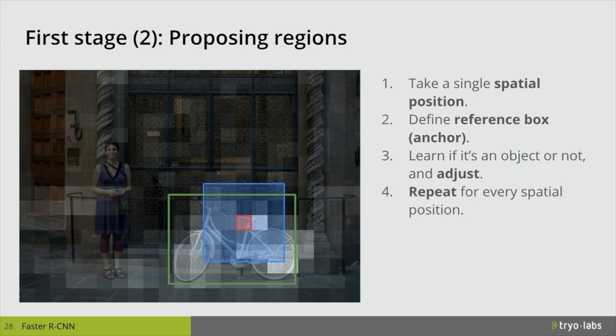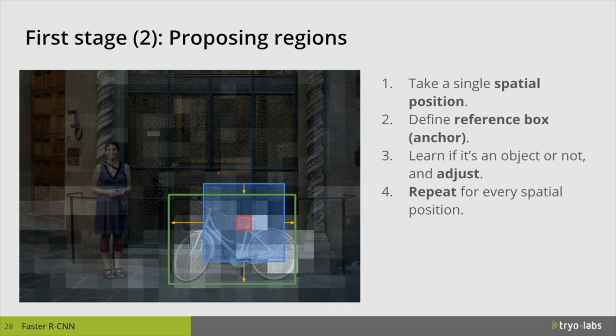And now I have a different problem, because now I have to learn how to adjust my blue box so it looks like the green box. So I have a regression problem. How do I learn this spatial transformation that adjusts the width and the height so it looks like the green box?